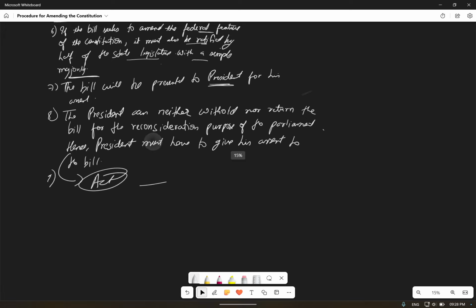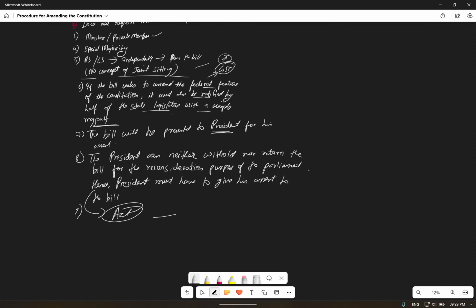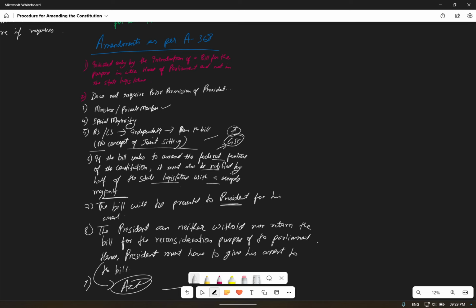So this was all about this lecture. We'll go into more detail in the coming sessions. This was all about the amendment of the constitution. I guess now you have understood the complete picture: what exactly the amendment of the constitution is, what its types are, why it was introduced, and what it means.